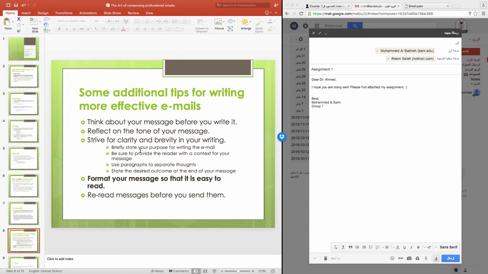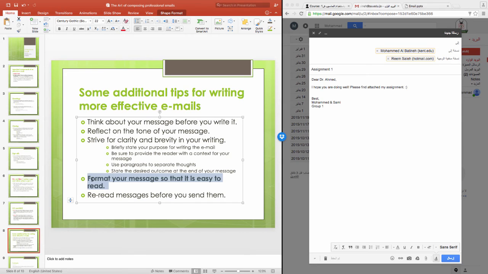We also have on this slide number 8, some of the additional tips for writing more effective emails. It's always good to think about your email before sending it. Just try to write a draft and look at it and brainstorm before sending the email. Also, you have to reflect on the tone of your email. I mean, if you're writing an email to a professor to show him that you're happy, just include some happy words. And always strive for clarity and try to use paragraphs. It makes it easier for the recipient to read your email.